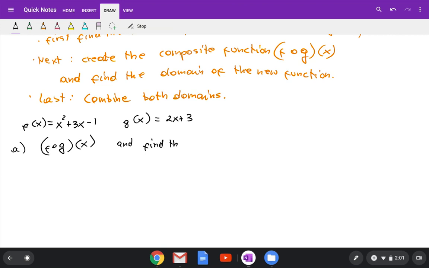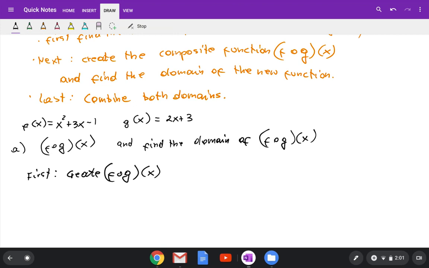And find the domain of f composed with g of x. So first, again, create f composed with g of x. Okay, so f is outside, g is inside.